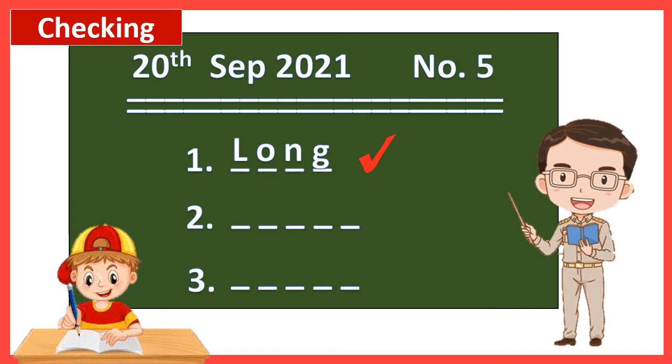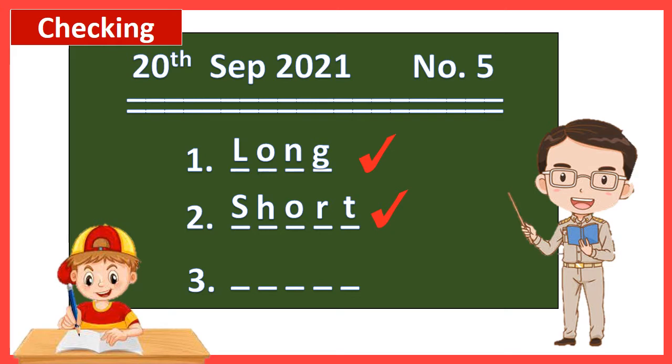Now repeat after me 3 times. Short, short, short. Very good. Now spell the word short. S, H, O, R, T. Short. Very good. Now let's have the third word or word number 3.